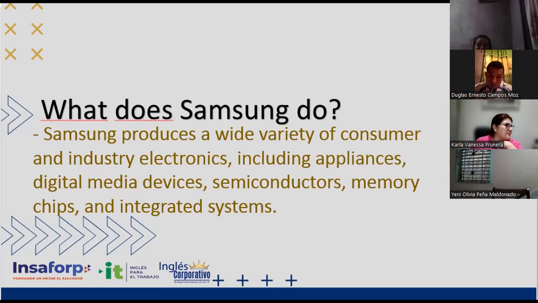Phones, TVs. Smartphones. Smartphones, TVs, lavadoras, no sé cómo se dice lavadoras. Washer machines.